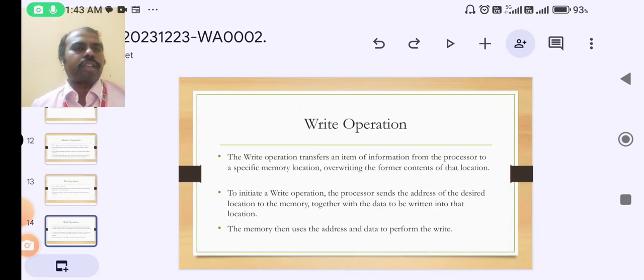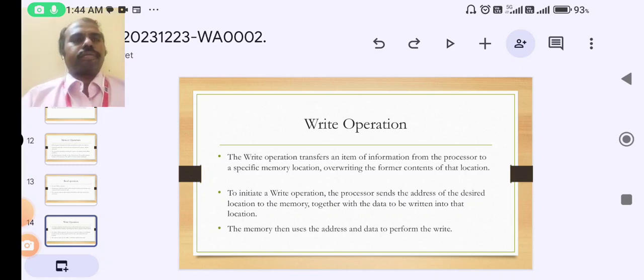In a write operation, the processor transfers an item of information to a specific memory location, overwriting the former contents of the location. To initiate the write operation, the processor sends the address of the desired location in the memory together with the data to be written into that location. The memory then uses the address and the data to perform the write.